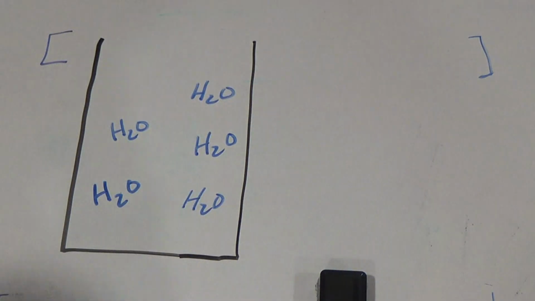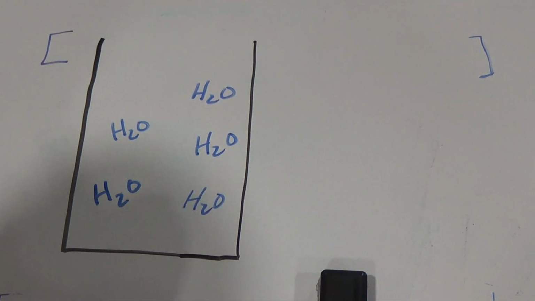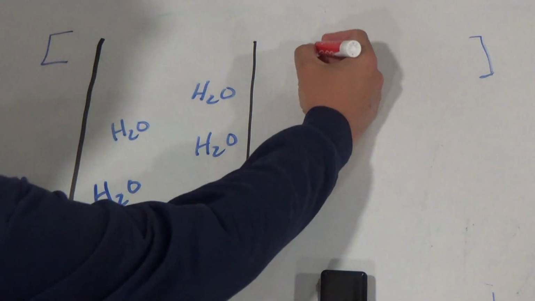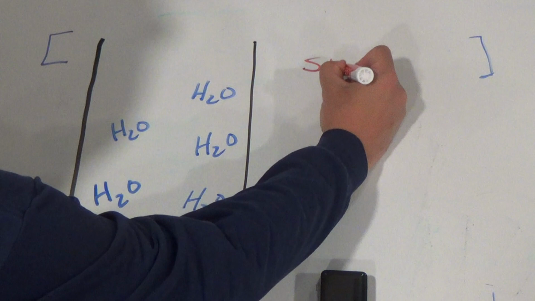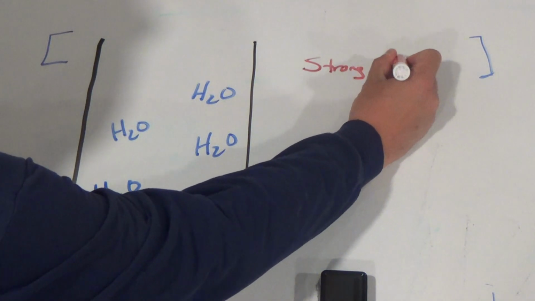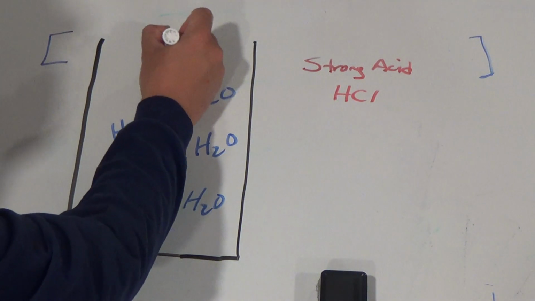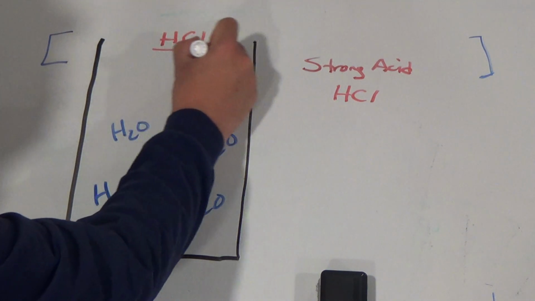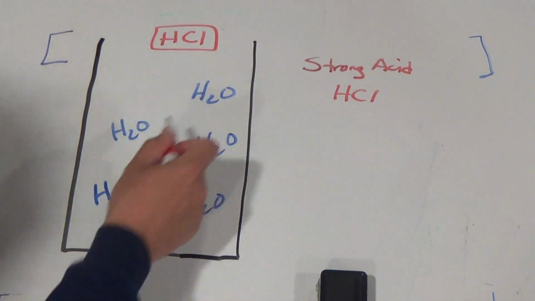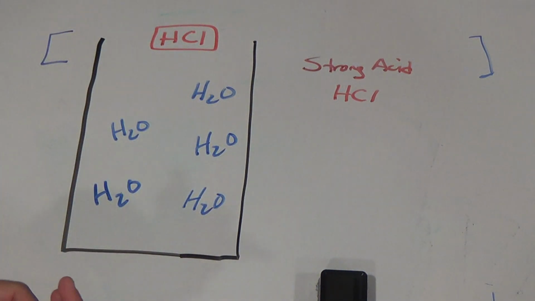So real quick, we're going to show you guys what happens when you drop in a strong acid. So a strong acid, like hydrochloric acid, drop it in. I'm going to put it as like a brick, and I'm not drawing the structures out. I'm going to keep this simple.